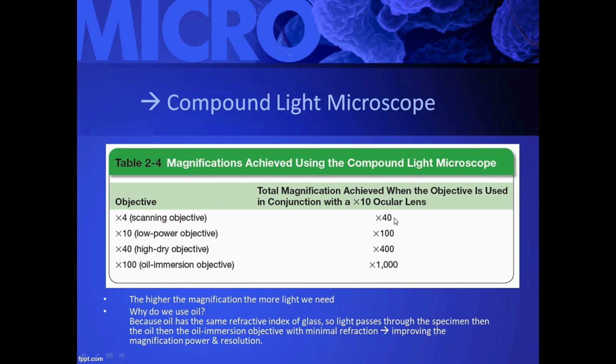So 4 times 10 is 40, 10 times 10 is 100, 40 times 10 is 400, and 100 times 10 is 1000. The higher the magnification, the more light we need. Why do we use oil? Because oil has the same refractive index as glass, so light passes through the specimen, then the oil, to the oil immersion objective with minimal refraction. This helps improve the magnification power and resolution, achieving a 1000 magnification power.